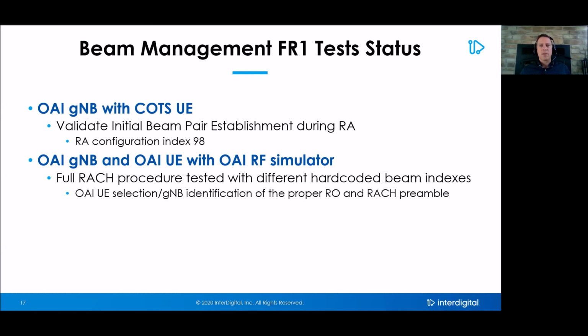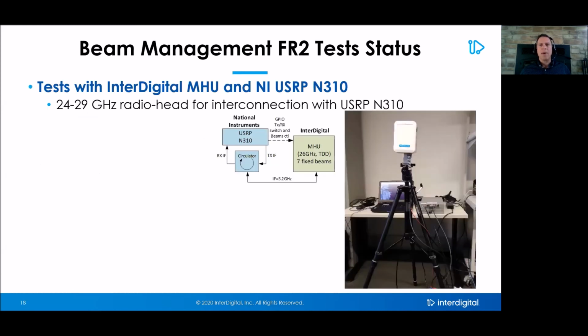Also, using the RF simulator, the full RACH procedure has been tested between the OAI gNB and the OAI UE with hard-coded beam indexes. This allowed to validate the SSB-RO mapping table and make sure that the proper beam indexes were selected. For beam management millimeter wave testing, a test setup with OAI gNB and OAI UE and National Instruments USRP N310 and InterDigital MHU is used.